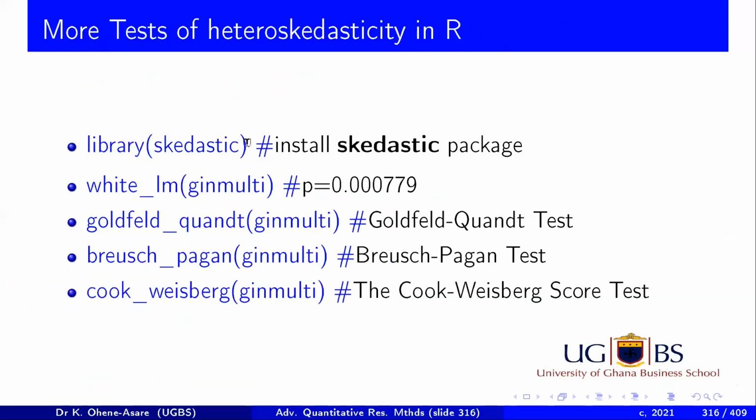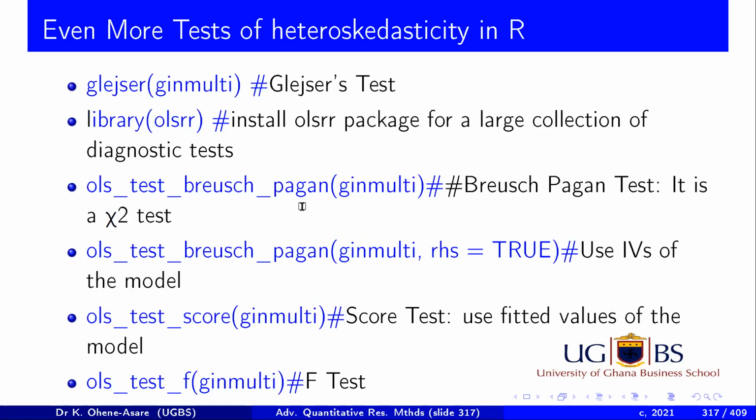So you can use these other tests. There's a package called library skedastic. You can load that package and use a White LM test for our data. It will give you a p-value which is also 0, again heteroscedastic. You can do the Goldfeld-Quandt test for that package, the Breusch-Pagan test for that package, the Cook-Weisberg test for that package. Almost all of them are going to give you that there is heteroscedasticity. So our analysis is exhibiting some form of heteroscedasticity.